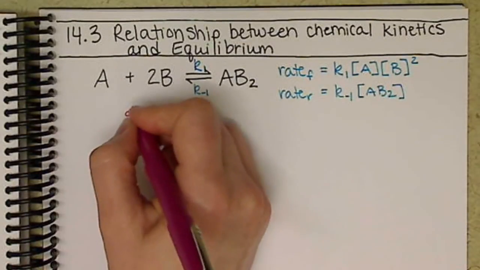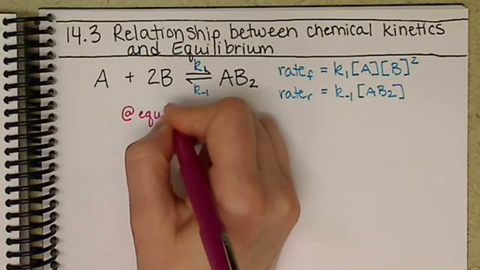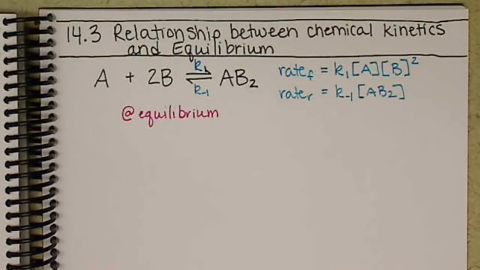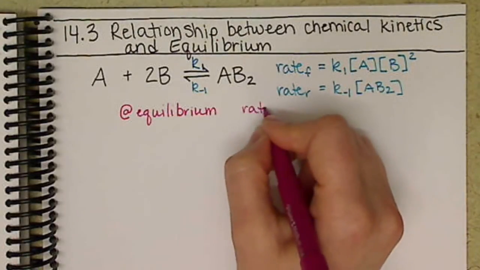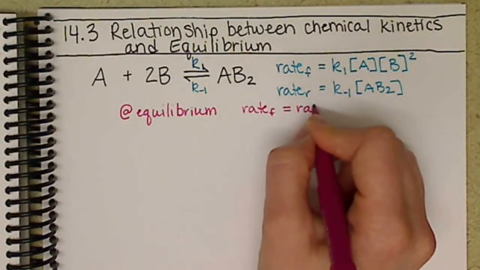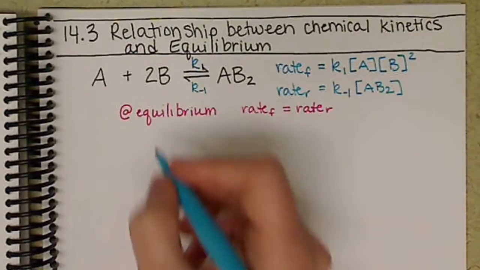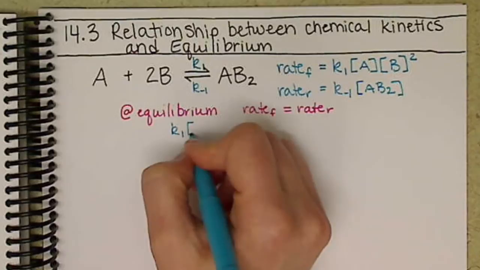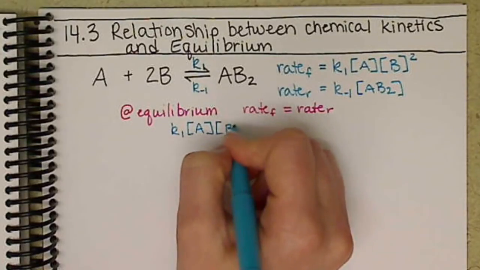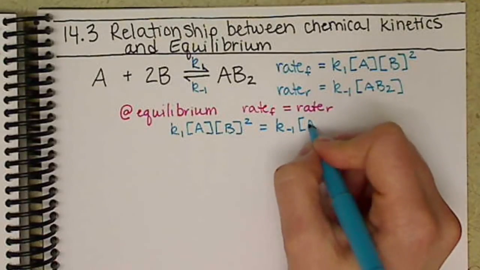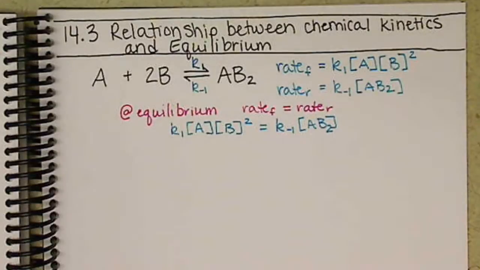So we know that at equilibrium, our definition there is that the rate of the forward reaction is equal to the rate of the reverse reaction. So we have rate forward is equal to rate reverse. So we set these two equations equal to each other. We have K1 times concentration of A times concentration of B squared is equal to K to the negative 1 times the concentration of AB2.